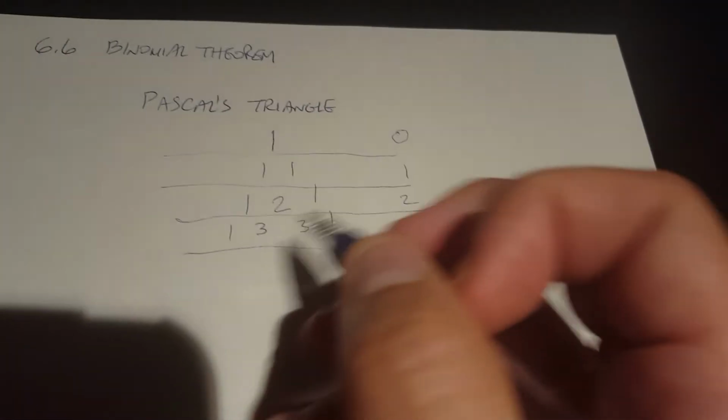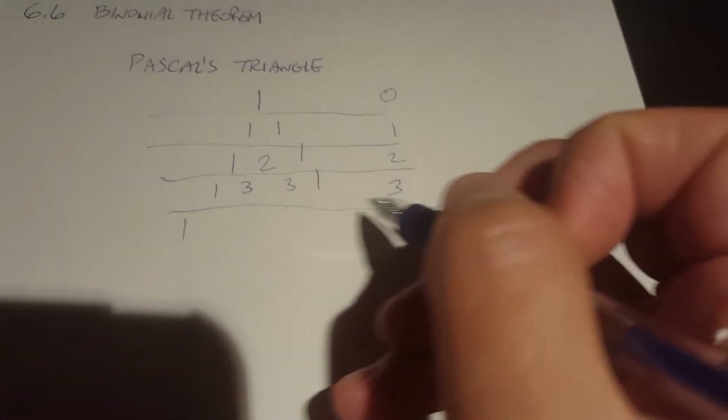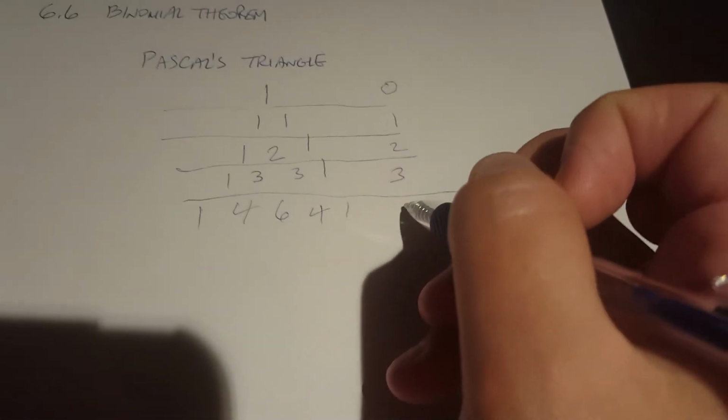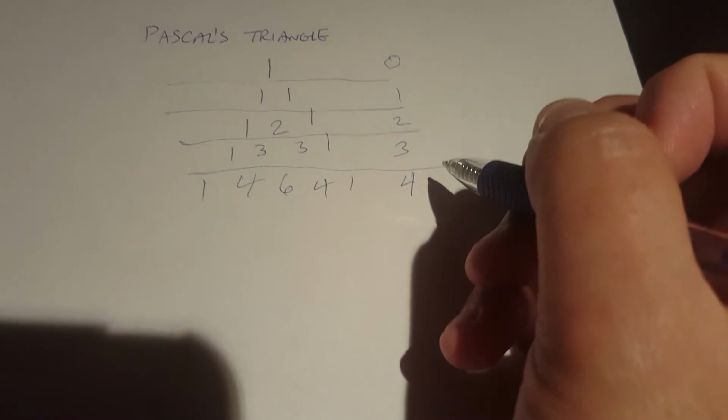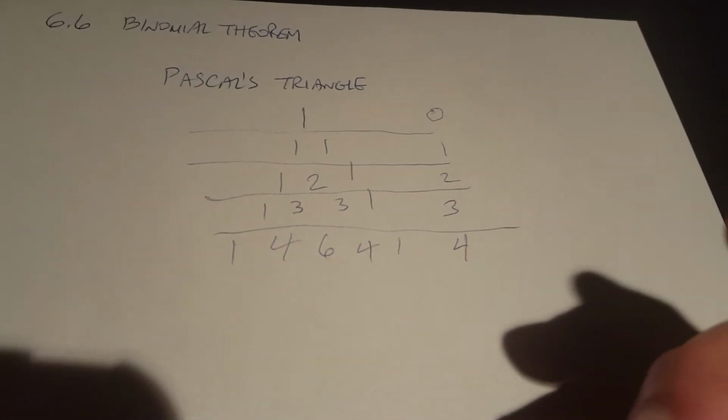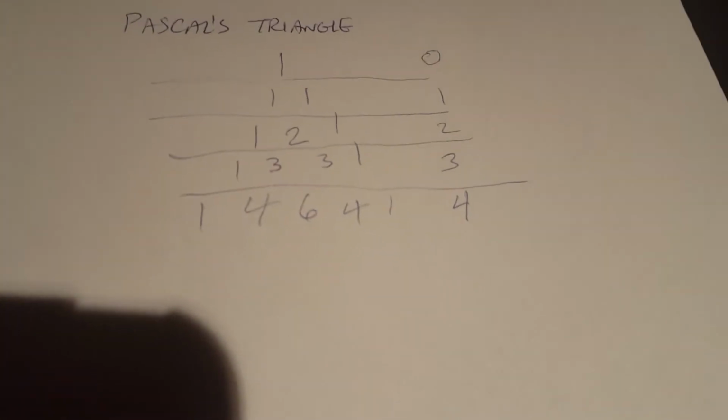Let's do one more level. 1's on the outside. 1 plus 3 is 4. 3 plus 3 is 6. 3 plus 1 is 4. And then, of course, 1's on the outside. That would be if this was to the 4th power. Okay, now let's put this into action and see how this helps us.